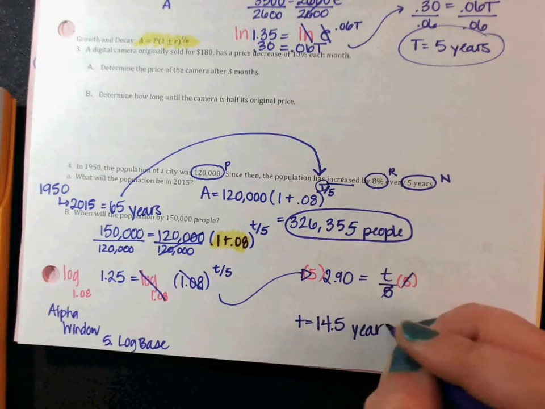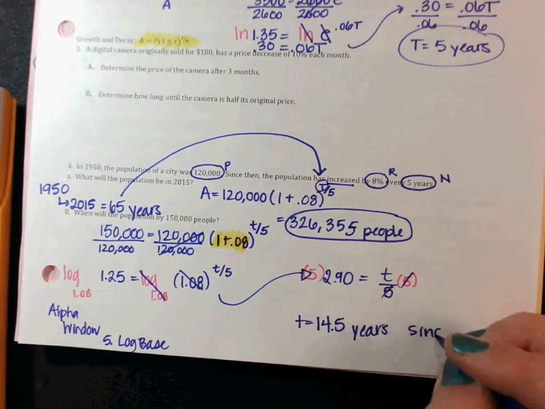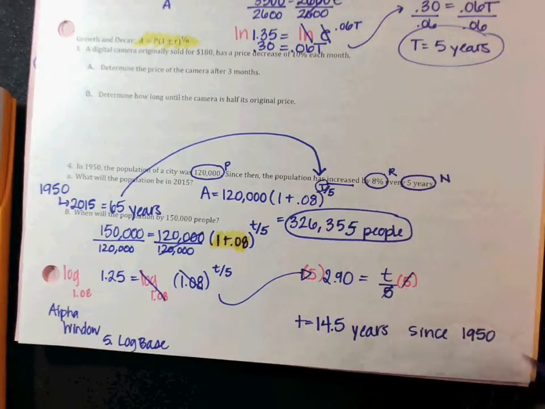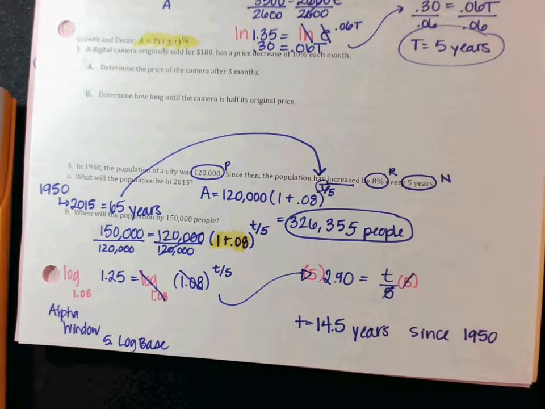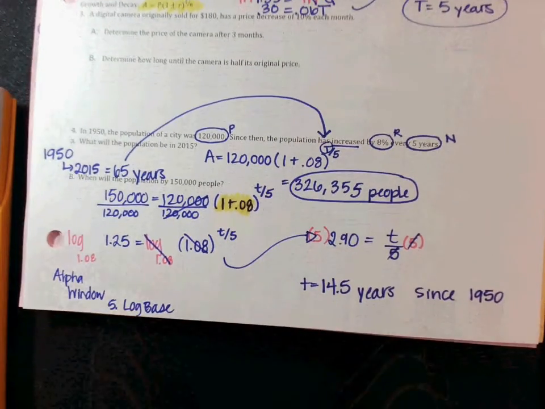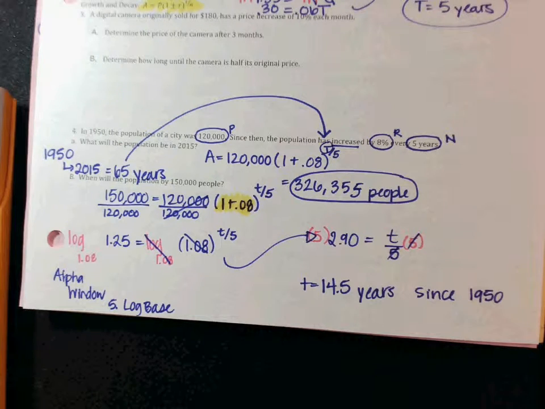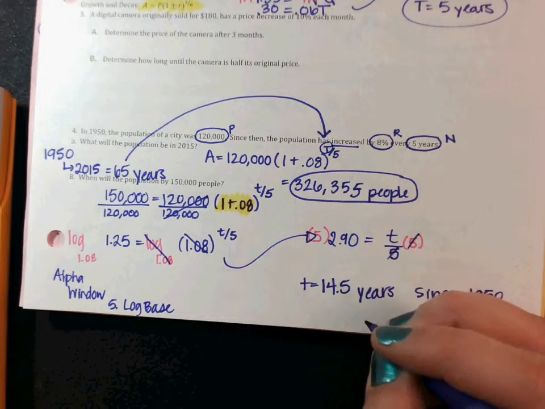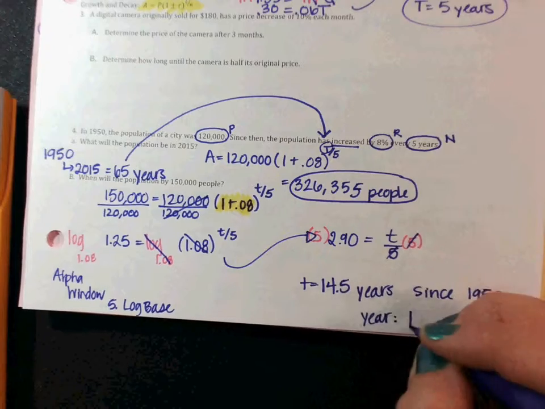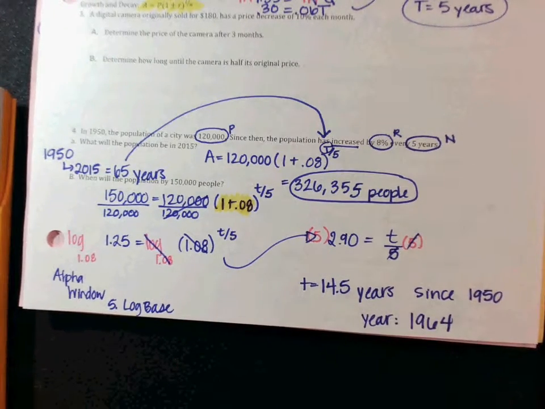Now, that's 14.5 years since 1950. So think about it. If I have to wait 14 years after 1950, what year would that be? 1964, good. Now technically it's 1964 and a half, but you don't have to worry about the extra half of a year. You just leave it. Okay?